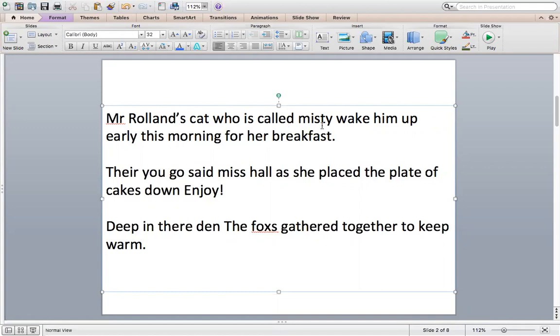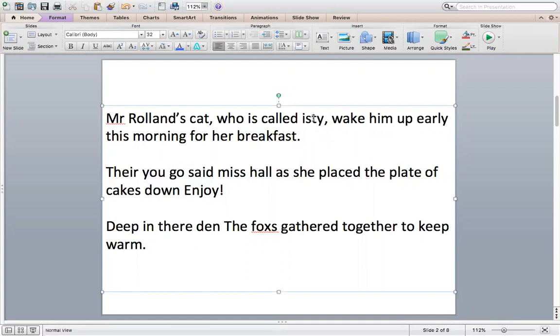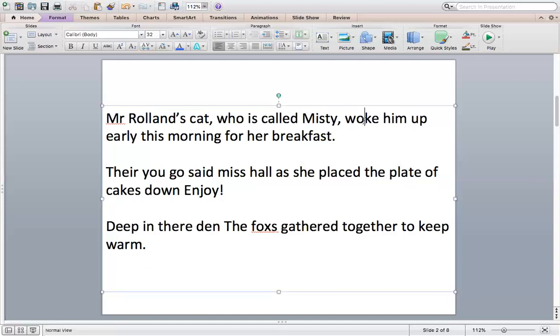So this is an embedded relative clause, and we're going to be speaking about these in a moment. We need to separate the embedded relative clause with commas either side of it. We can also see that Misty is the name of the cat, and therefore being a name is a proper noun, and we need to give it a capital letter. Mr. Rollins' cat, who is called Misty, wake him up. That doesn't sound right. We need to change this to past tense, so we need to change that to an O to say woke. Mr. Rollins' cat, who is called Misty, woke him up early this morning for her breakfast.